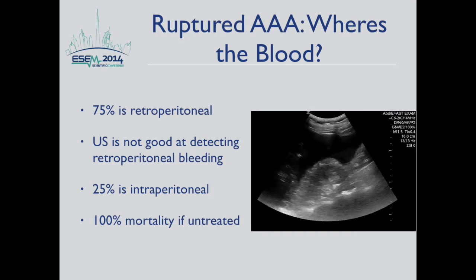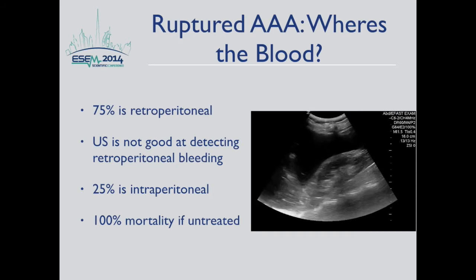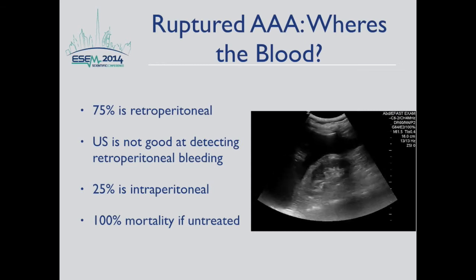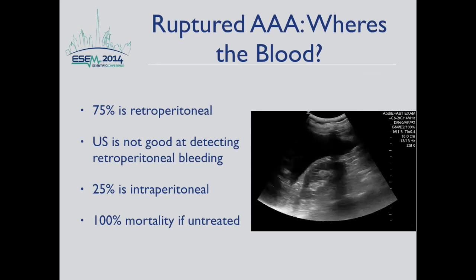A FAST exam was performed and it shows a large amount of free fluid. It is assumed that the patient arrested from hemorrhagic shock because of a ruptured aortic aneurysm intraperitoneally. This is particularly ominous with a 100% mortality rate.